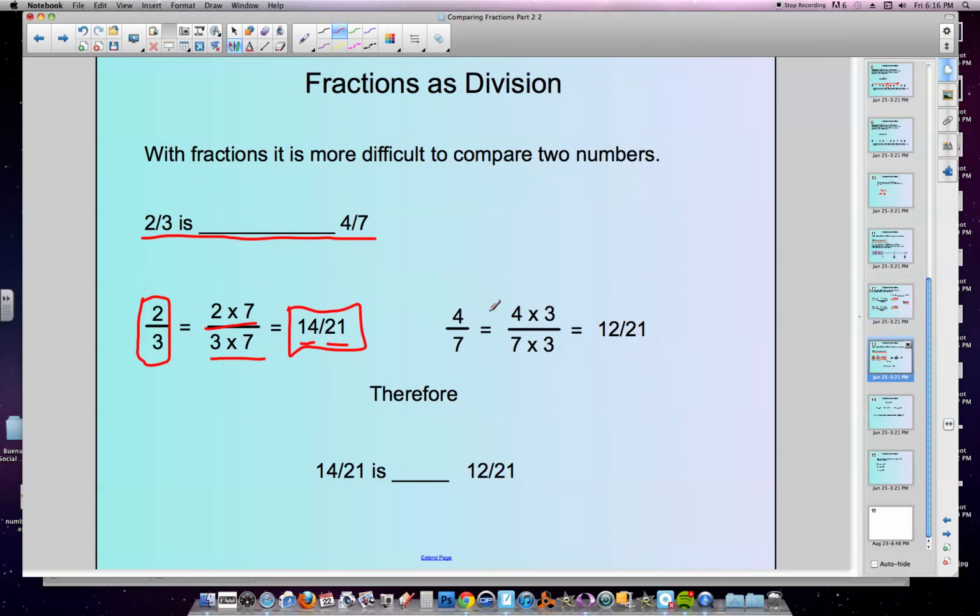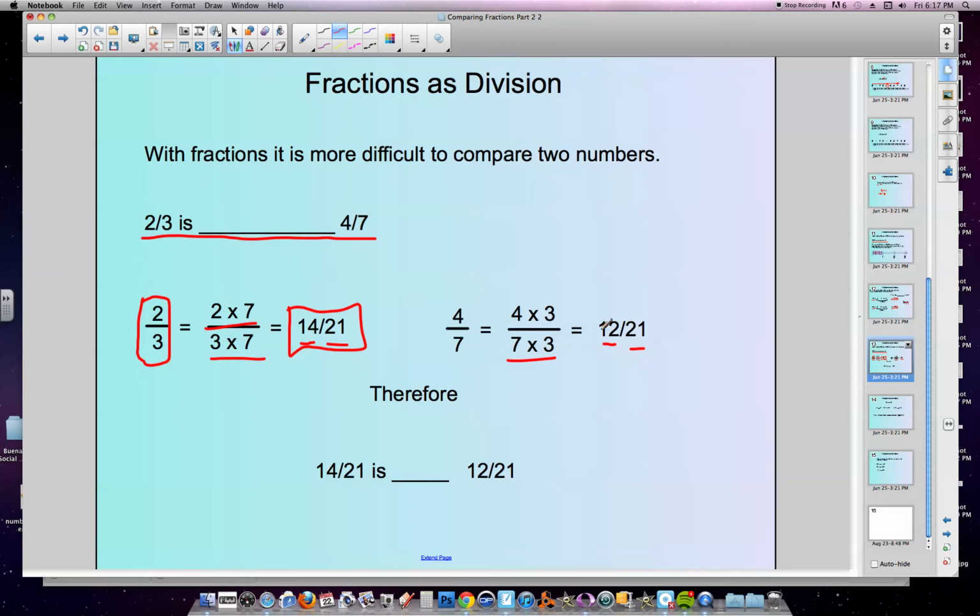Now over here, I'm going to apply the same logic. I'm going to say, well, 4/7, that's the same thing as 4 3s over 7 3s. It's still 4/7. And well, what is 4 3s? Well, that's 12. And what is 7 3s? Well, that's 21. So what we've done is we have just created an equivalent fraction. We've said, hey, 2/3 is the same thing as 14/21.